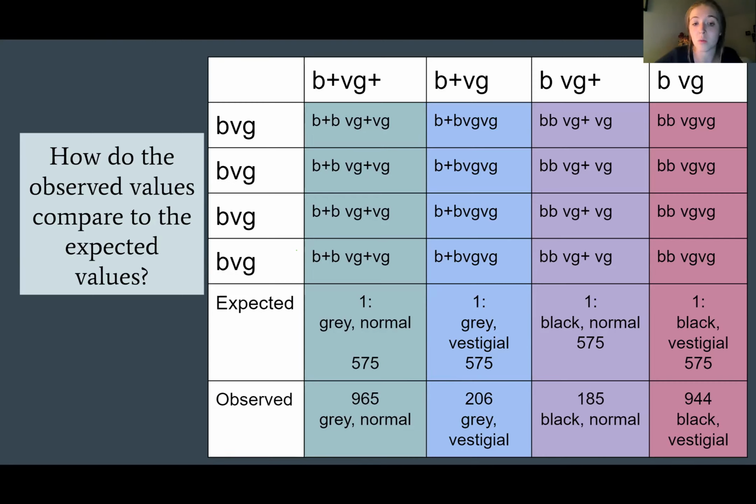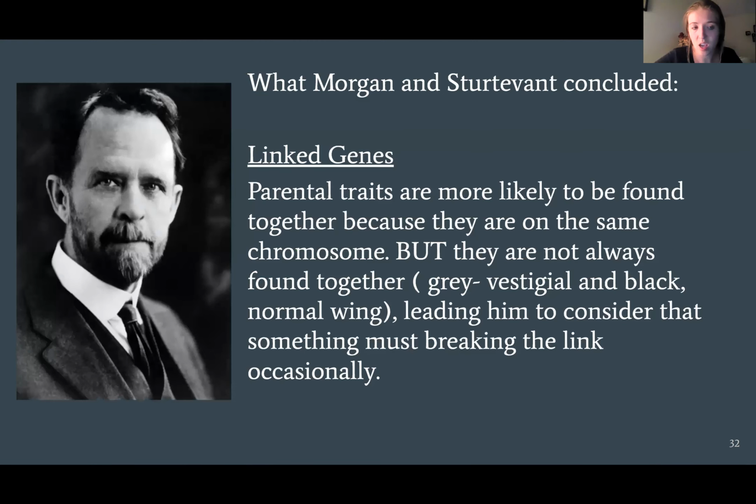So what Sturtevant and Morgan had to figure out was why. Why on earth are these observed values so aggressively different? And Sturtevant ended up coming up with a brilliant solution, and that is this idea of linked genes.